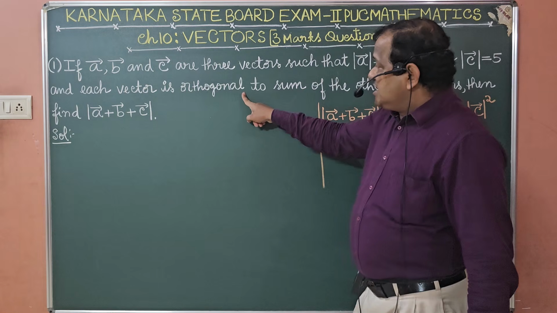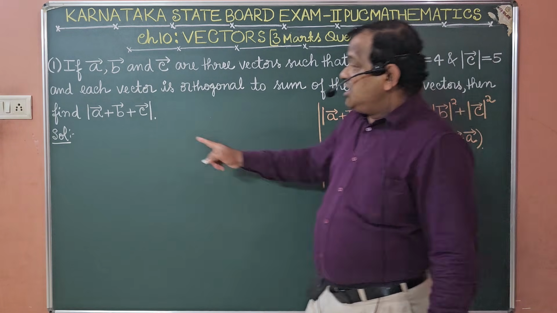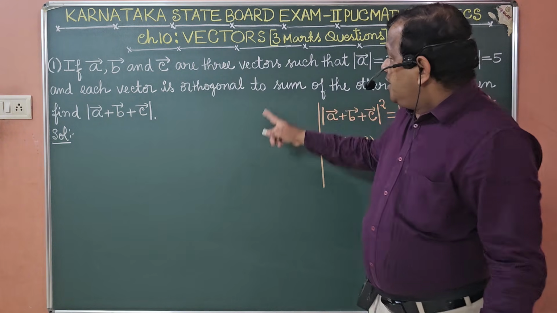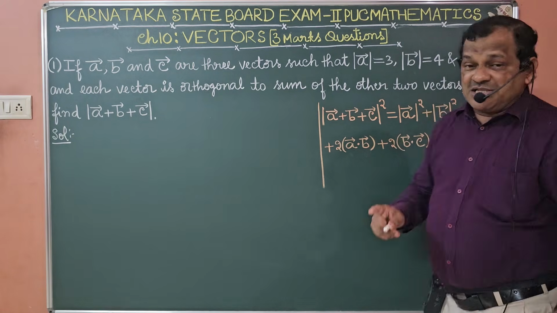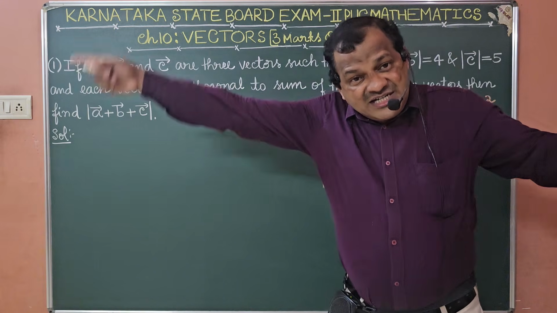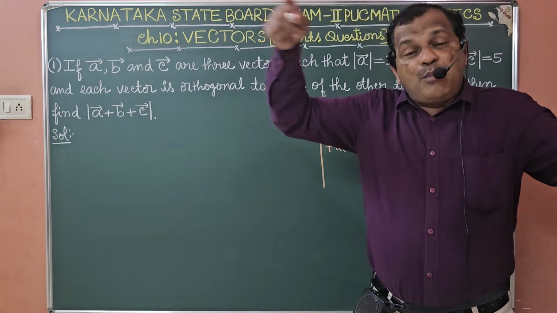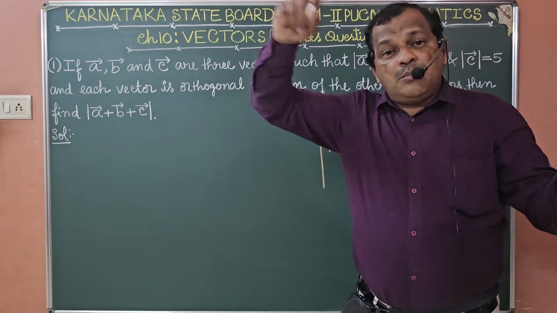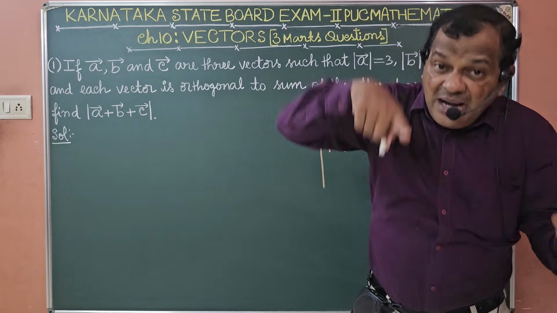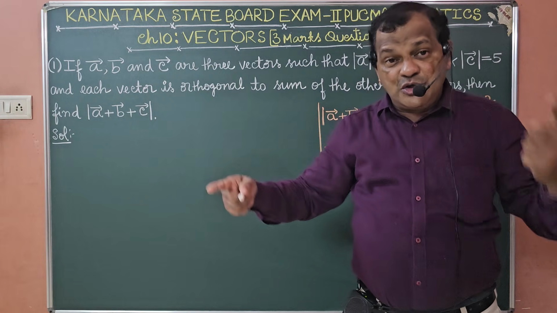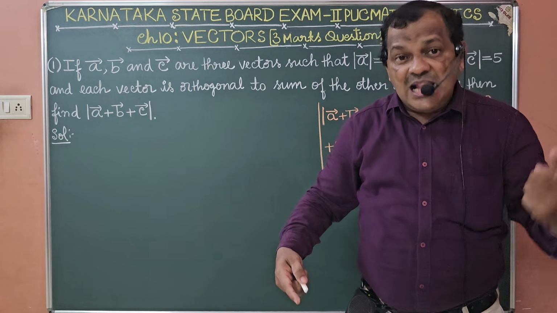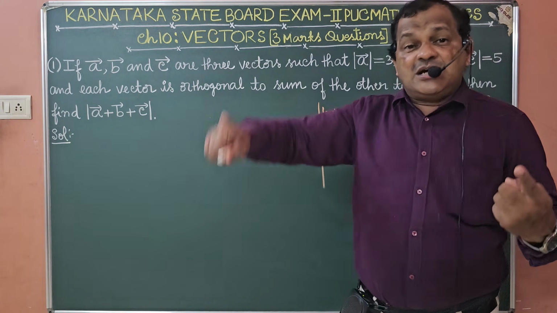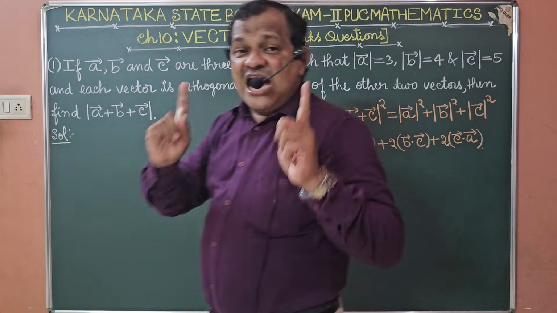Each vector is orthogonal to the sum of the other 2 vectors means what? Each vector, for example A vector, is orthogonal, meaning perpendicular, to the sum of other 2 vectors. So for A vector, the other 2 vectors are B vector and C vector. What is the sum of B vector and C vector? B vector plus C vector. Therefore A vector is orthogonal, perpendicular, to B vector plus C vector. And all of you know, when 2 vectors are perpendicular or orthogonal, their dot product or scalar product is 0. Therefore A vector dot B vector plus C vector is 0. Therefore I will start from that first.